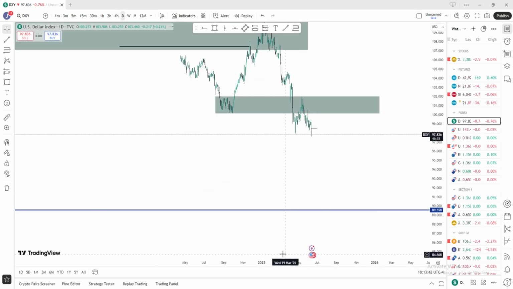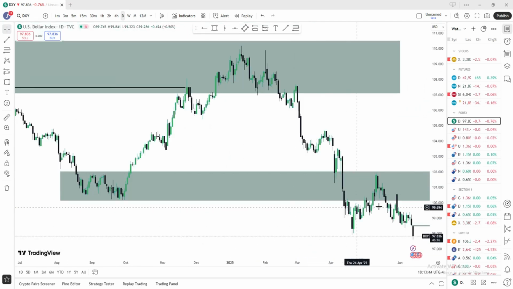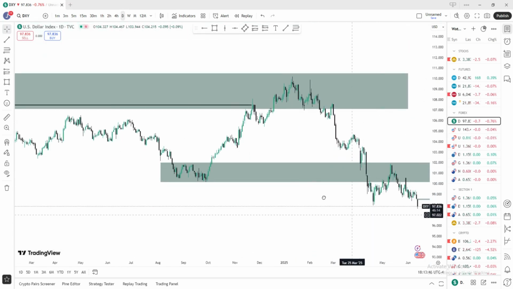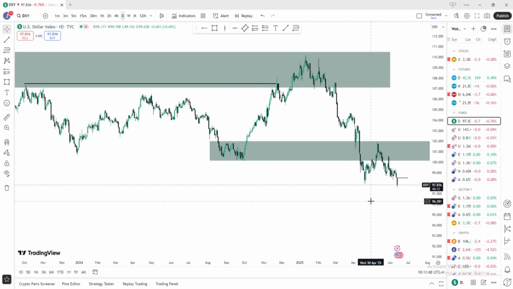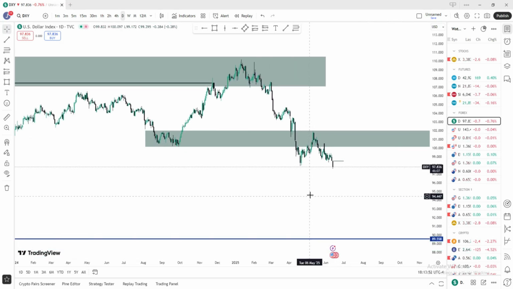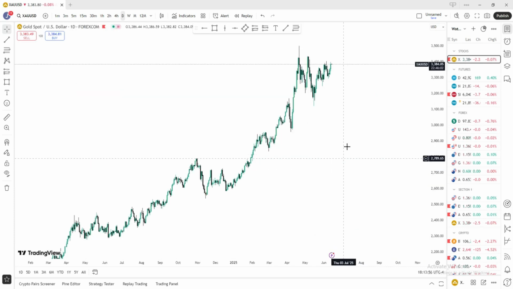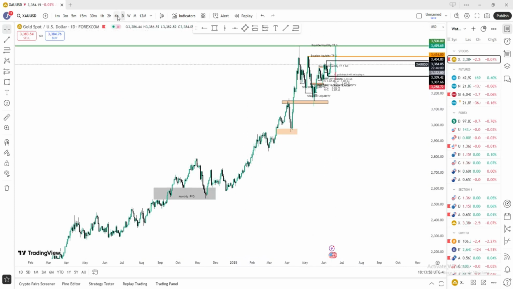So, I mostly swing trade when it comes to the forex pairs. I mostly swing trade. I also swing trade with gold.